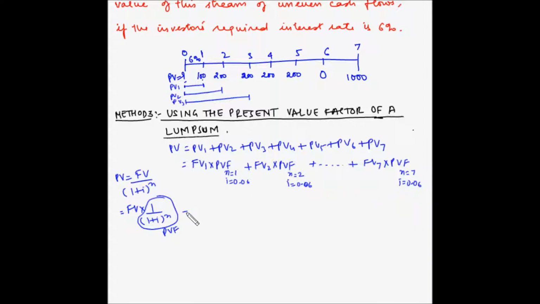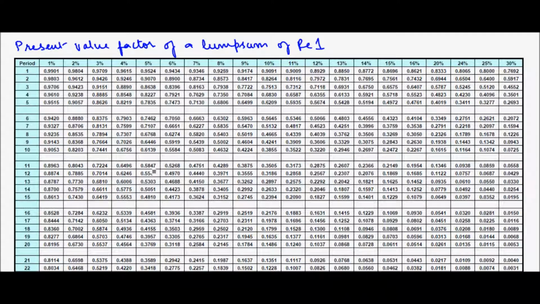So now let us look at the table for present value factor of a lump sum to find these values. As shown on the screen, this is the present value factor table of a lump sum of rupee 1. So here we can see these periods and the rate of interest. In our case, the rate of interest is 6%, so this one. And we have periods from 1 through 7. So basically our values are all of these till this point here.